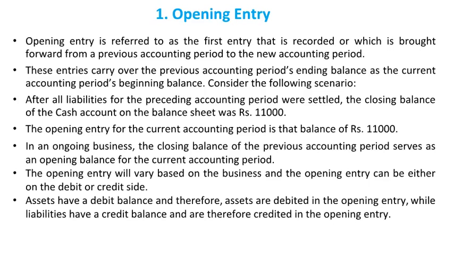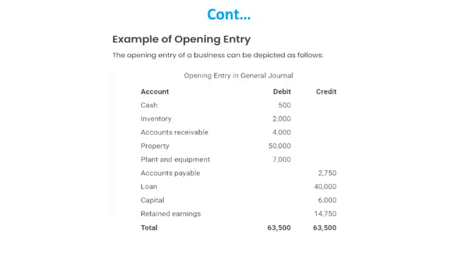Assets have a debit balance and therefore, assets are debited in the opening entry, while liabilities have a credit balance and are therefore credited in the opening entry. Example of opening entry. Here in this example, the debit balance is equal to the credit balance, which is 63,500.